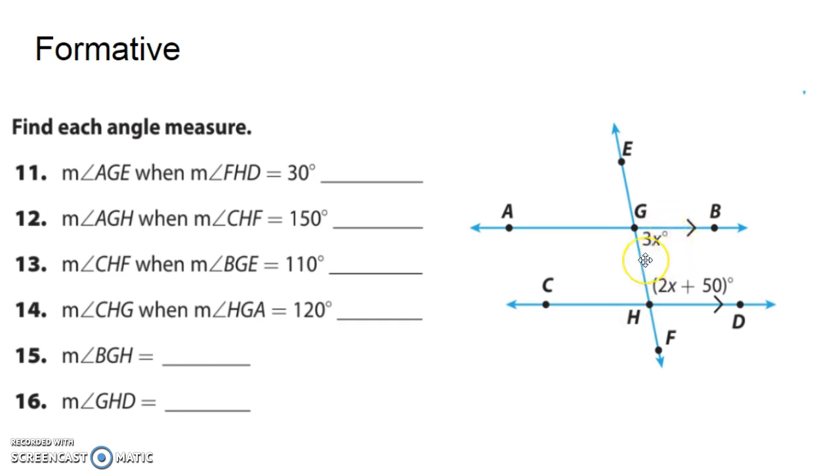Alternate interior angles. And the last one is GHD. Okay, well, we know this is 60, so 180 minus 60 is 120, which is what this one was, so that is also alternate interior angles.